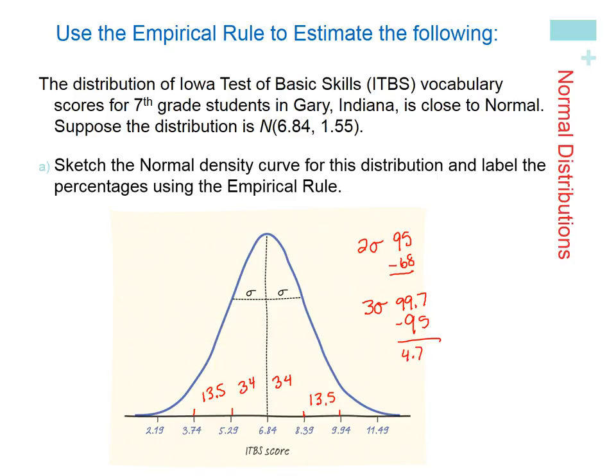Okay, and then we want to figure out between 2 and 3. So remember, within 3 standard deviations, we had 99.7. Well, we've already used 95% of the curve up. So when we subtract that, we end up with 4.7. But that's going to be in my 2 above between 2 and 3, so I divide that by 2 and I get 2.35.